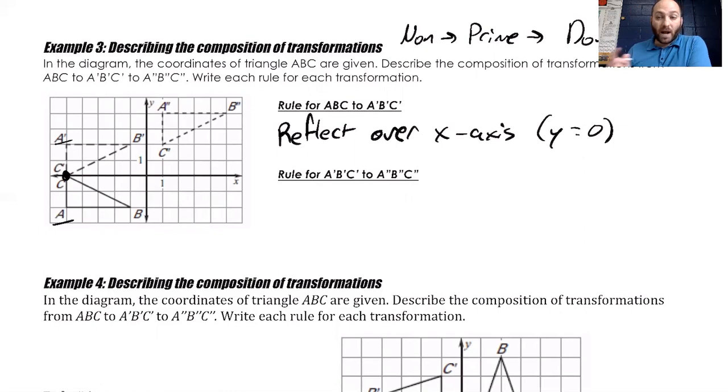All right, when I name this rule, you have to say both things. You have to say reflection and what it's reflecting over. If it's a different line, say that line. But you have to say those two pieces of information.